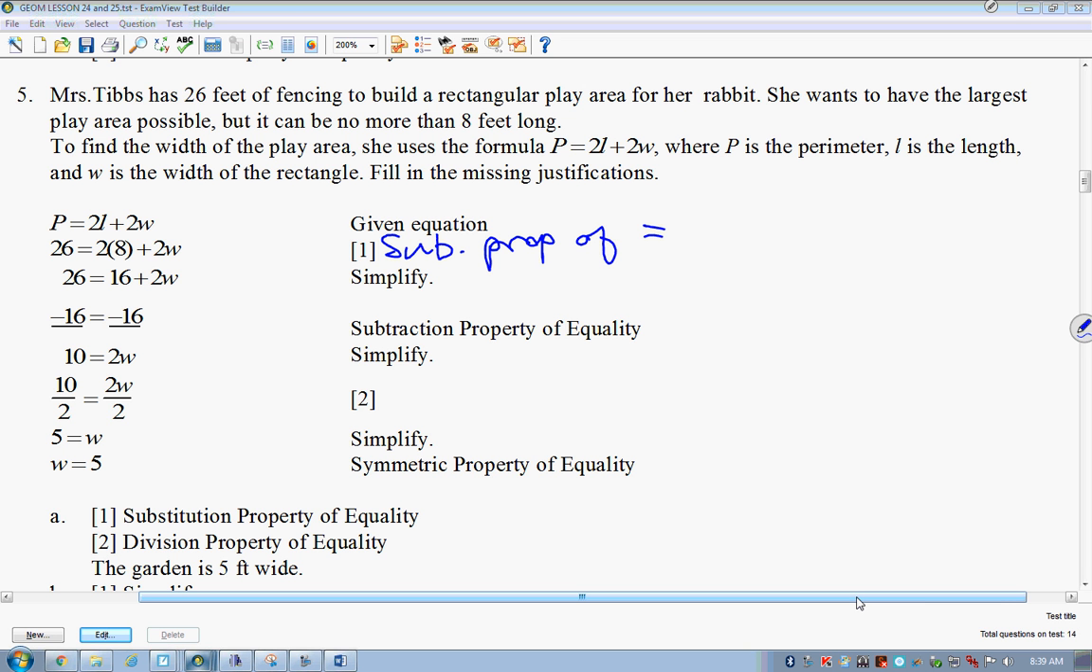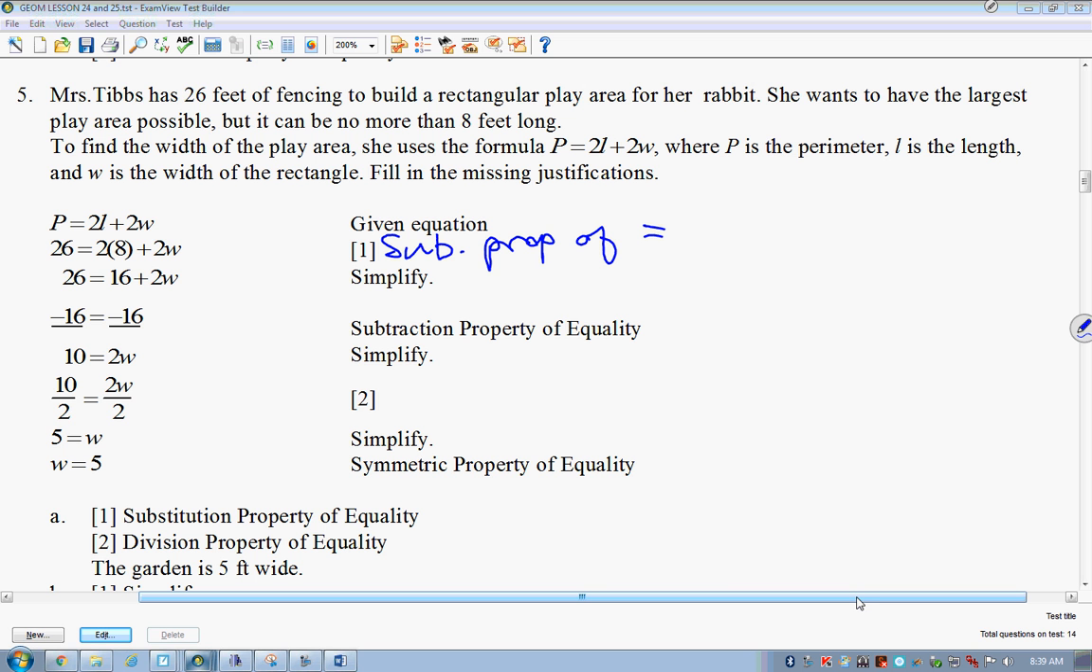All right, we see that she simplified. She multiplied 2 times 8 to get 16. It was only done on one side of the equation, so all I had to do was say that it was simplification. Okay, she subtracted 16 from 26. Okay, subtraction property of equality. She went ahead and she shows that subtraction by saying simplify 10 equals 2W.